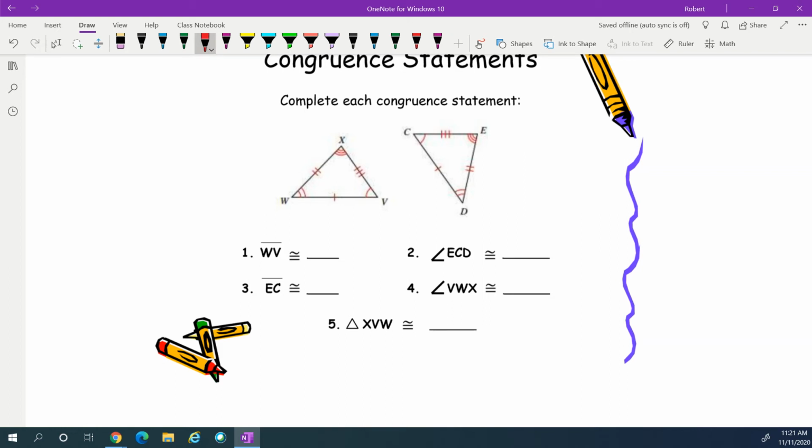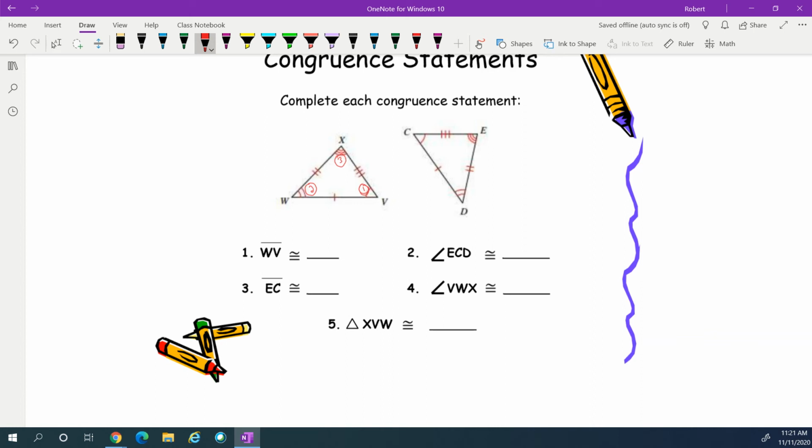Next to V is 1 arc. So I'm going to call this angle 1. Next to W, there are 2 arcs. So I'm going to call it angle 2. And next to X, there are 3 arcs. I'm going to call that angle 3, or the third corner. So that's my 1, 2, and 3. Same thing in the other picture. 1 arc, 2 arcs, 3 arcs.